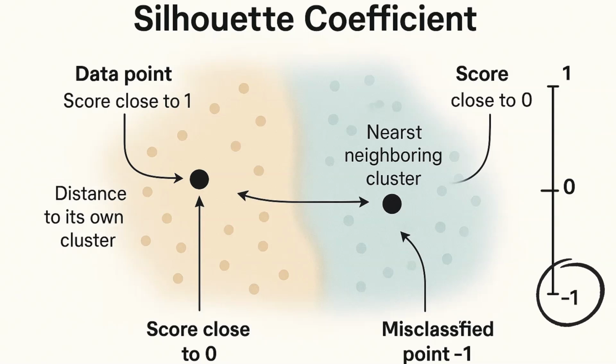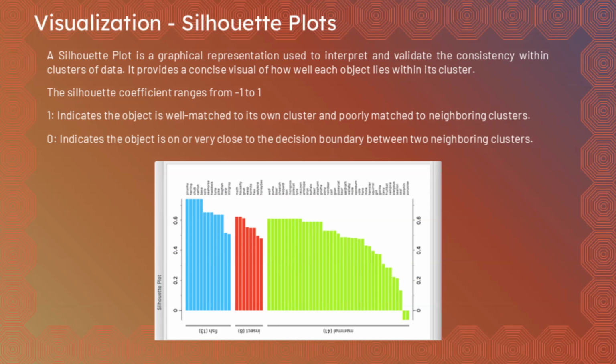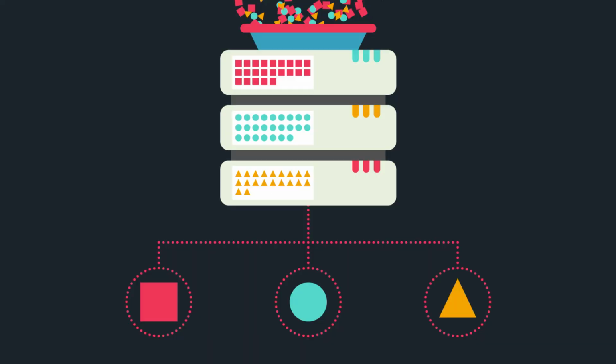A score of 1 means the point is well matched to its own cluster and very distinct from neighboring clusters. A score of 0 means the point lies right on the boundary between two clusters. It's uncertain where it truly belongs. A negative score suggests the point might be in the wrong cluster. Silhouette plots give us an immediate sense of how compact and well separated our clusters are, making them a vital tool in cluster validation.